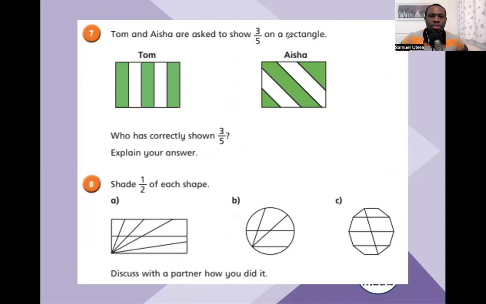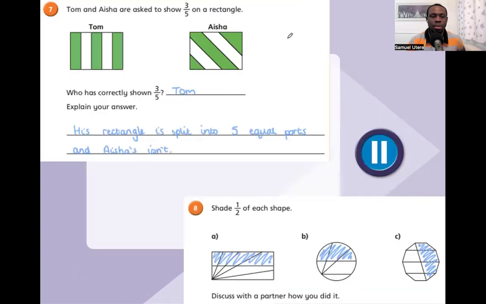For questions 7 and 8, you're required to pause the video and answer them in 3 minutes. Assuming you've paused the video and you've answered questions 7 and 8, here are the answers. Tom and Aisha were asked to show 3/5 on a rectangle. Tom is the only one correct because Aisha has not split the rectangle into equal parts.